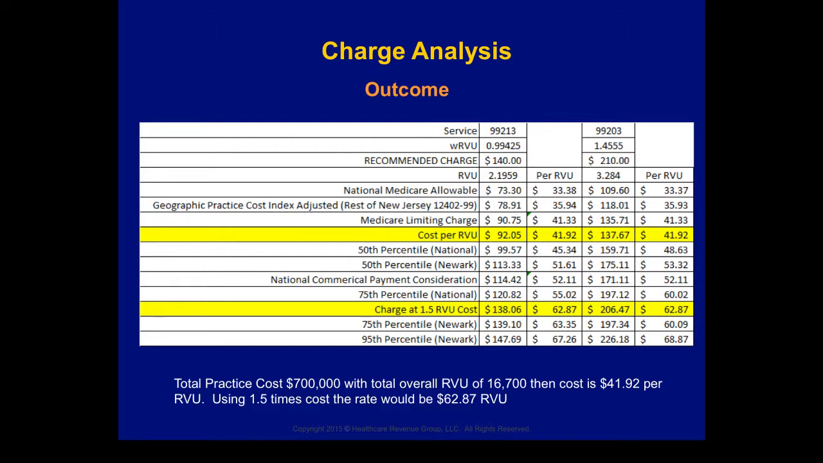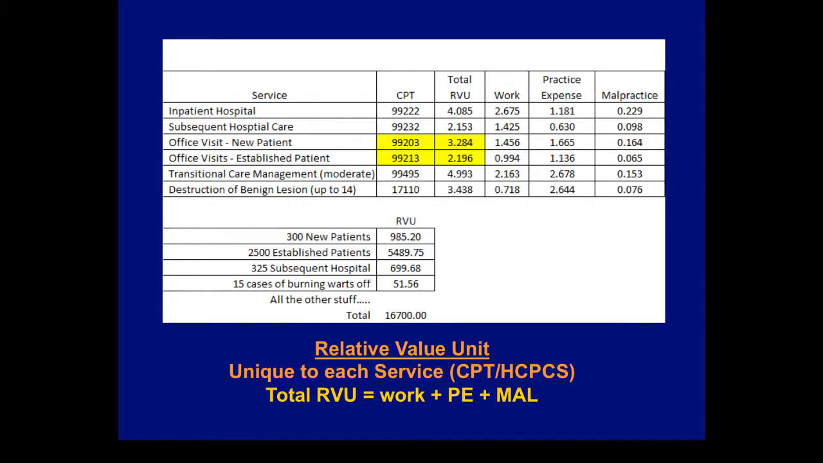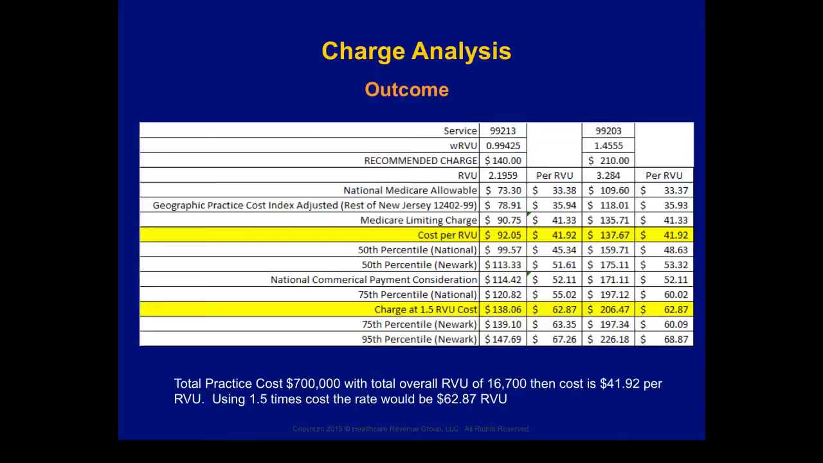So let me just go back one more time. When I showed you this code, my total RVU using all these things had these two numbers. I translated those two numbers right here. So what this shows me is for this code, 99213, the 50th regional percentile nationally is $99.57 as a charge. Not a reimbursement, but a charge.